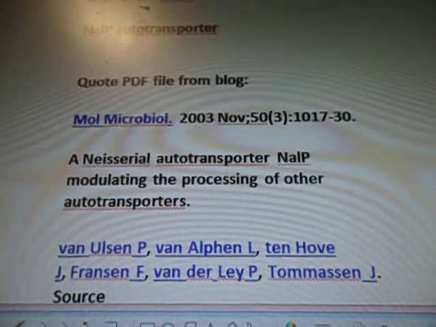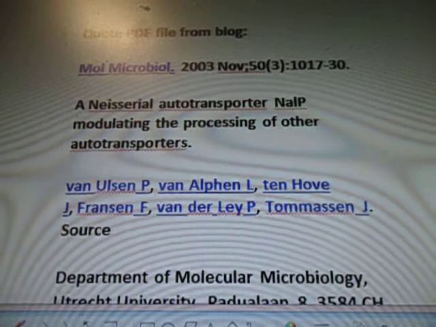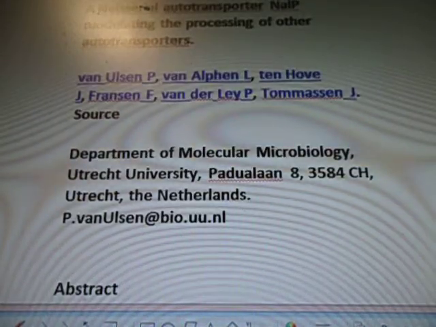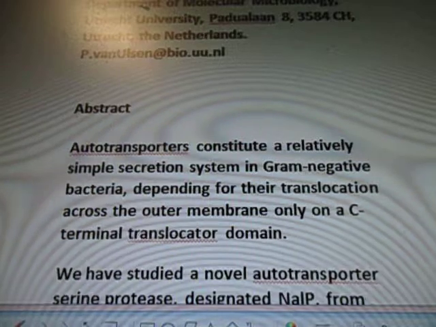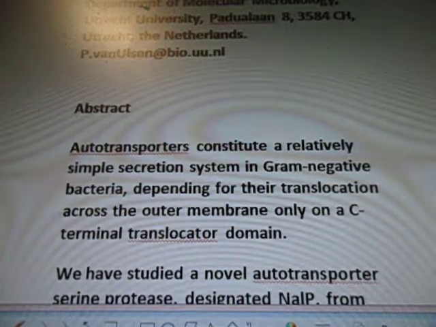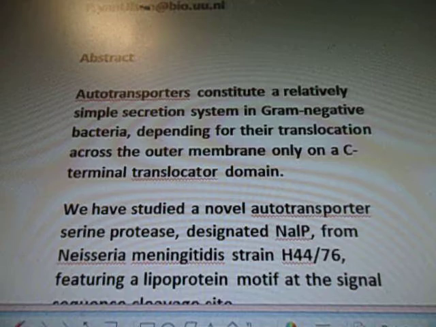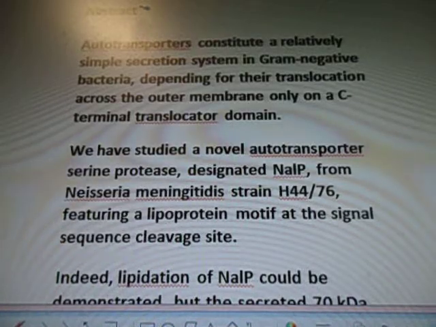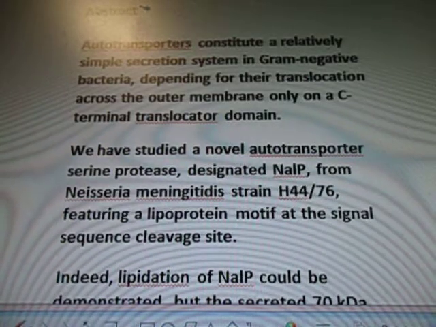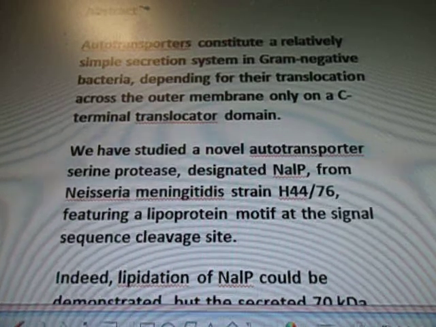November 2003, we have a Neisserial autotransporter, nalP, modulating the processing of other autotransporters. There's the name of the scientists. They're from the Netherlands, and that's their contact information if you want to talk to them about it. Abstract: autotransporters constitute a relatively simple secretion system in gram-negative bacteria, depending for their translocation across the outer membrane only on a C-terminal translocator domain. We have studied a novel autotransporter serine protease, designated nalP, from Neisseria meningitidis strain H44/76, featuring a lipoprotein motif at the signal sequence cleavage site.